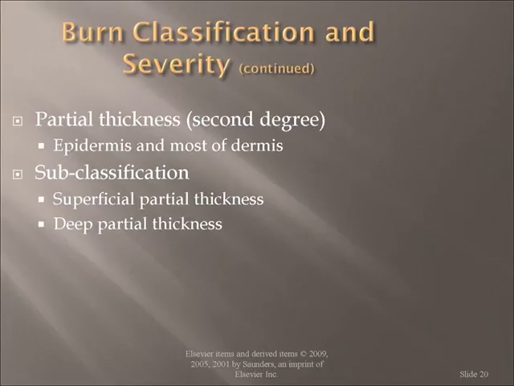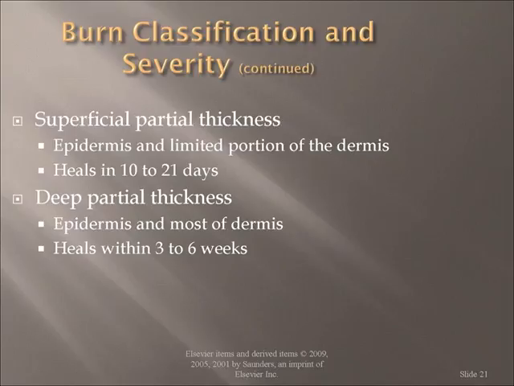A partial thickness is considered a second-degree burn. This is where all of the epidermis and most of the dermis is burned. There are subclassifications of superficial partial thickness and then a deep partial thickness, depending on how much of the dermis is burnt.